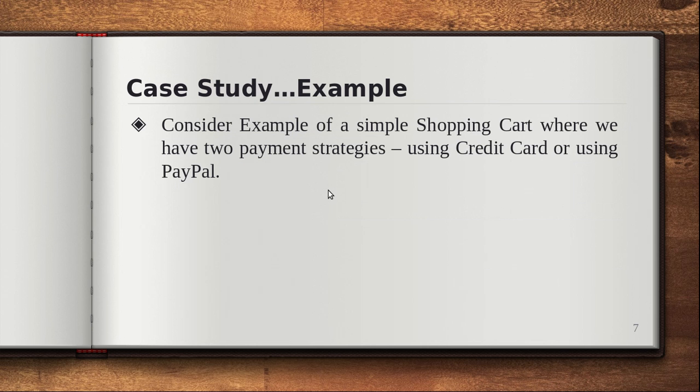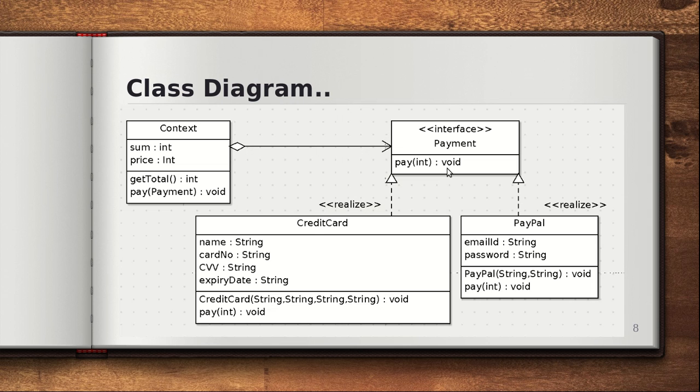After that, I have considered a second example of a simple shopping cart, where we have two payment strategies. One is through credit card, and the second is through PayPal. So for doing payment we have two strategies. For this I have drawn the class diagram. You can see it is the same class diagram; instead of bus and taxi, only these two strategies have changed in this diagram.